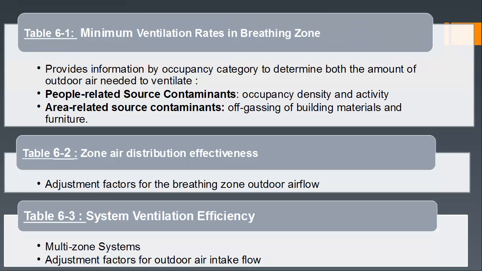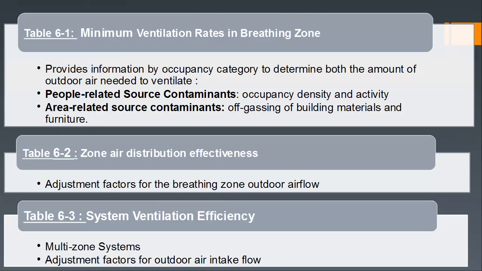Minimum ventilation rates in your breathing zone provides information by occupancy category to determine both the amount of outdoor air needed to ventilate. So this has to do with people-related source contaminants, which is your occupancy density and activities, and also area-related source contaminants. And this includes off-gassing of building materials and furniture. So this has synergy with the low-emitting material credits later in this section.